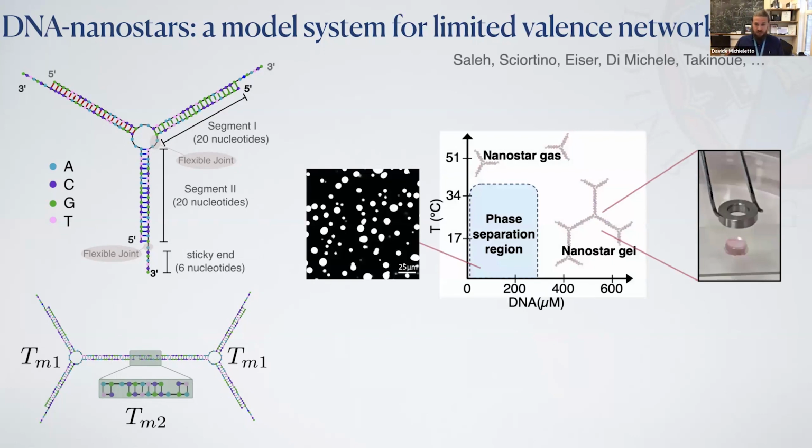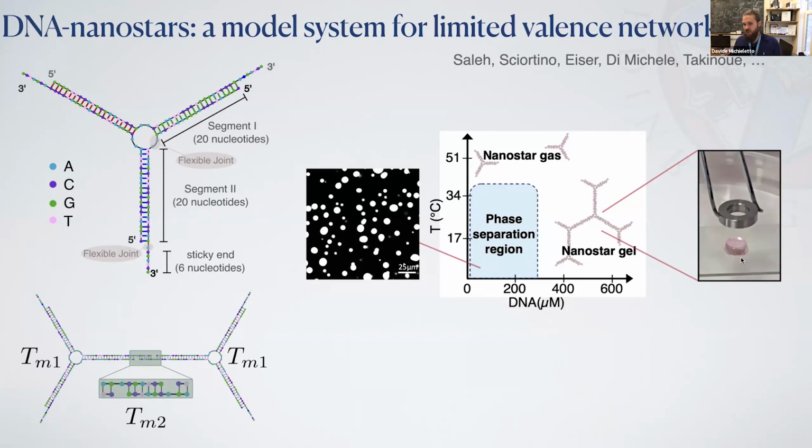So we're not the first to study this. Omar Saleh, Francesco Sciortino, Eric Heiser, Takinoue also studied this system. What we know, and other people also have found, is that there is a phase separation region. As a function of DNA concentration, a phase separation region means that you form droplets where there is DNA rich inside and just water outside. But if you push this to high enough concentrations, and this has to be a low enough temperature as well, at some point you get a gel.